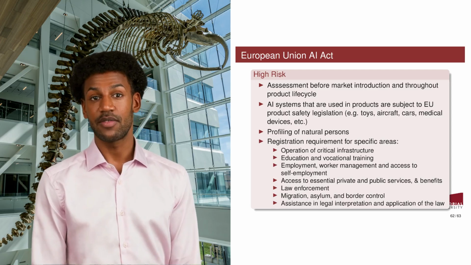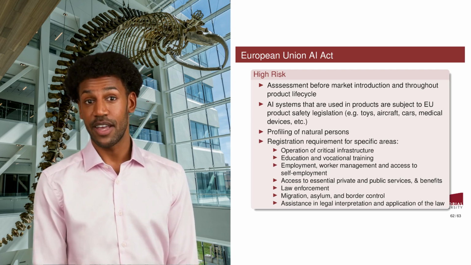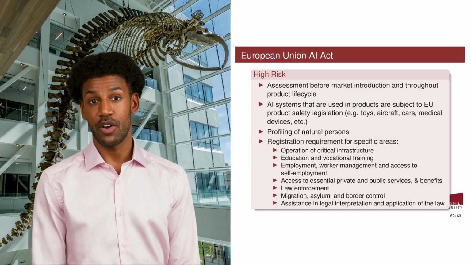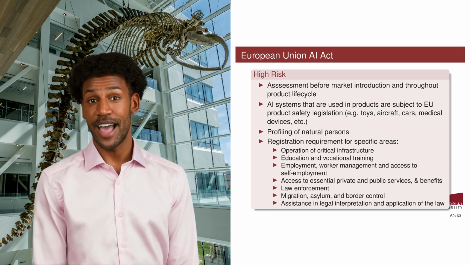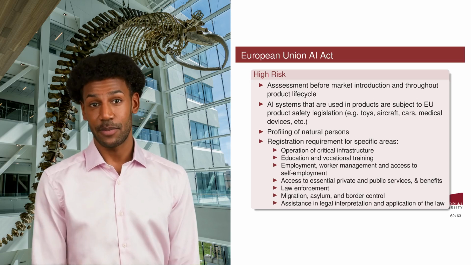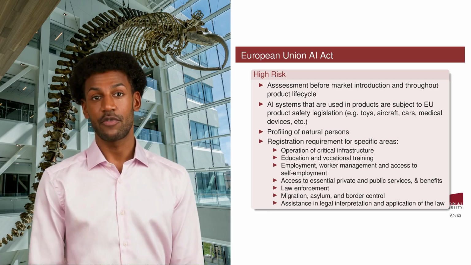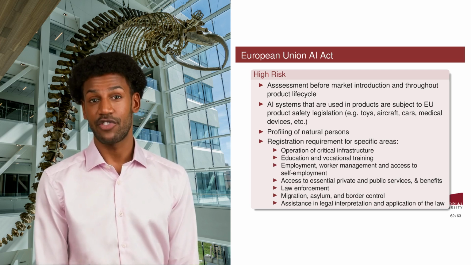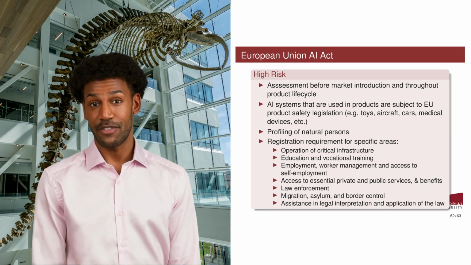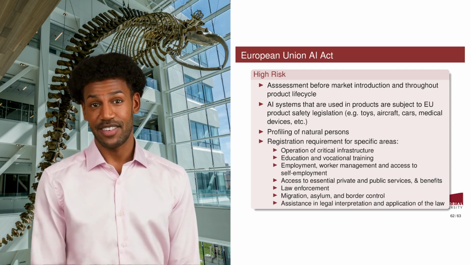Systems with high risks are those that could be expected to pose significant risks to health, safety, or the fundamental rights of a person. The EU AI Act imposes a registration requirement for AI systems operating in specific sectors that are deemed to present such a high risk. These include operation of critical infrastructure, for example, water or electricity supply, air traffic control, education and vocational training, employment, worker management, and access to self-employment.